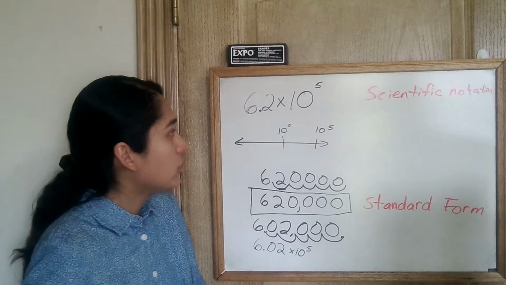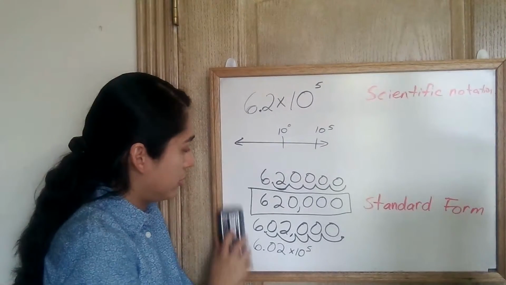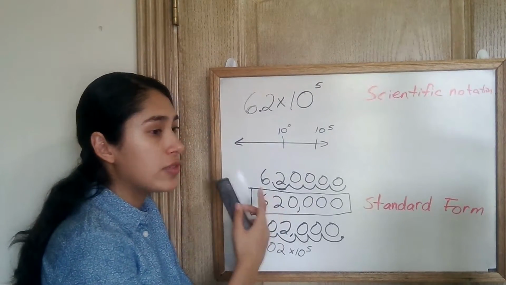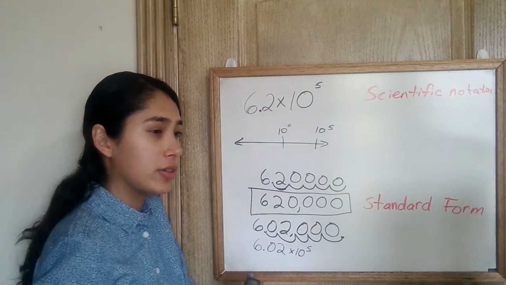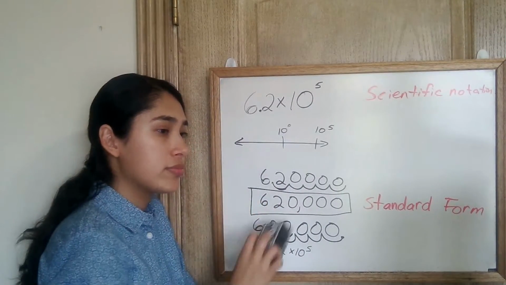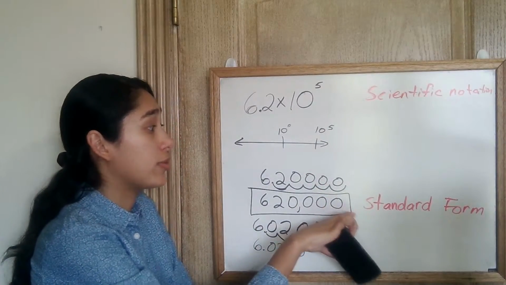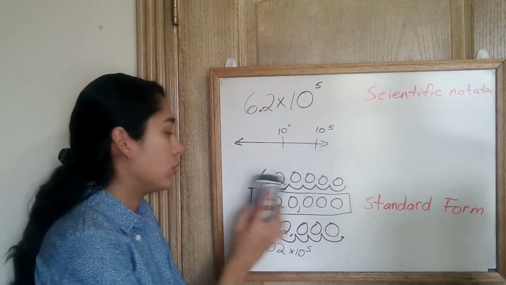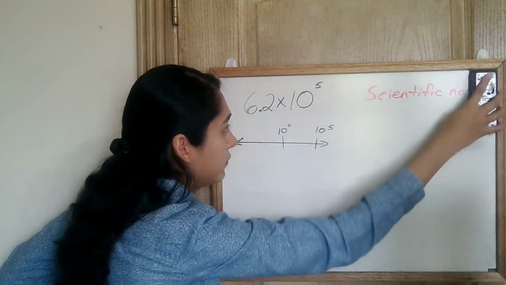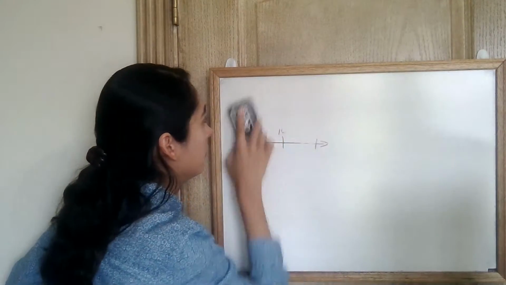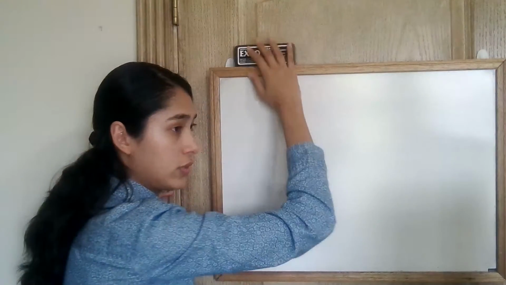Okay, so let's do another example. Always be very mindful of how many little bumps. It's happened to me before when I've done calculations and I miscounted the bumps, and it changes my answer, whether I'm going from standard form to scientific notation or the other way around.